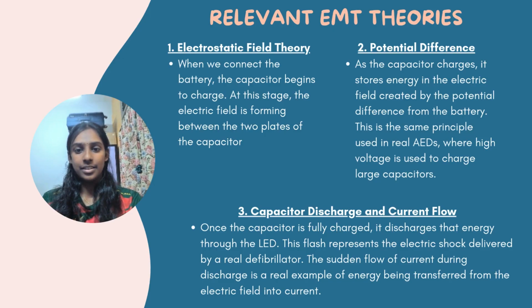And the final theory is capacitor discharge and current flow. Once the capacitor is fully charged, it discharges that energy through the LED. This flash represents the electric shock delivered by a real defibrillator. The sudden flow of current during discharge is a real example of energy being transferred from the electric field into current.